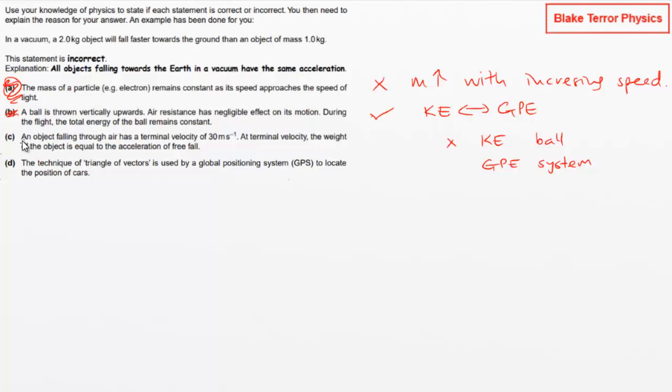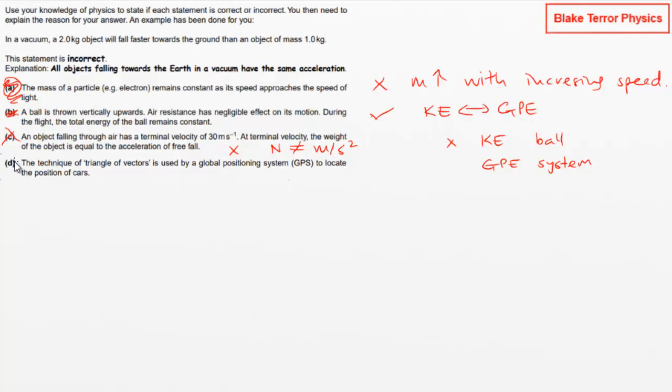Right, C. An object falling through air has a terminal velocity of 30 meters per second. At terminal velocity, the weight of the object is equal to the acceleration of free fall. Well, that's obviously incorrect because newtons is not the same as meters per second squared. So, yeah, we can just chuck that one straight out as being ridiculous.